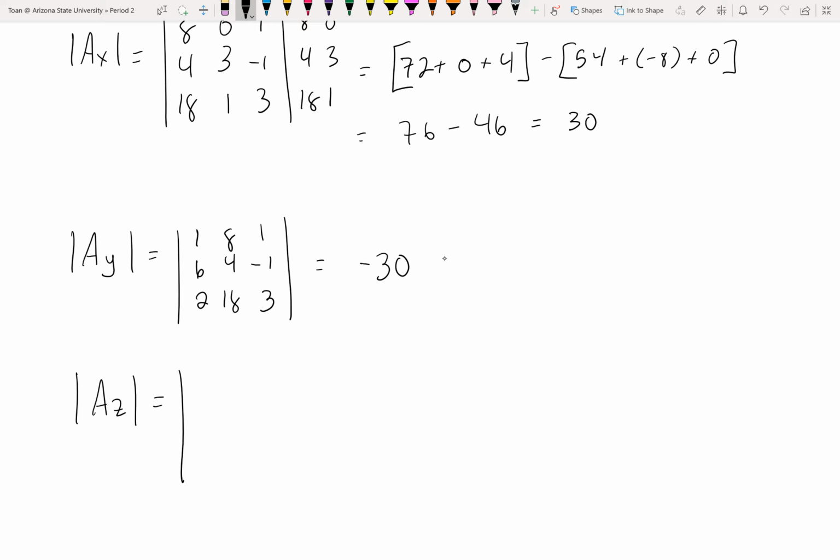The x stays the same, 1, 6, 2. The y stayed the same, 0, 3, 1. But the z's become 8, 4, 18. And then if you did that correctly, I'm going to fast forward through it. I think you guys know how to do determinants. If you fast forward through it, that's going to give you a 50.